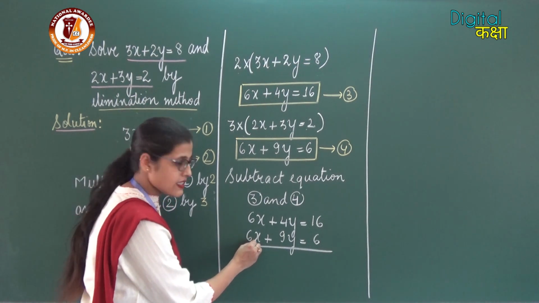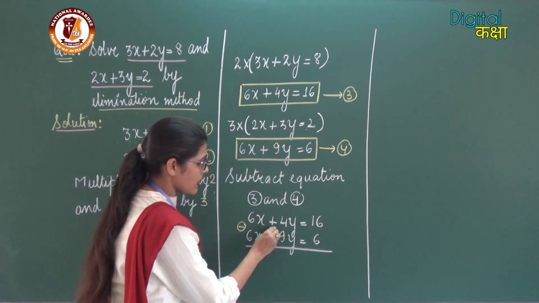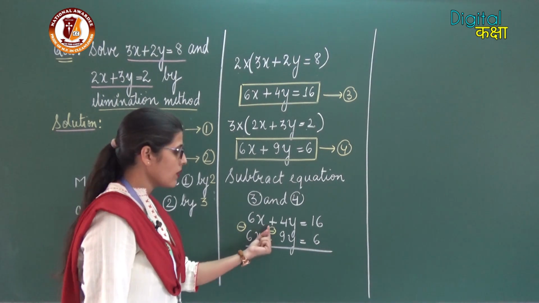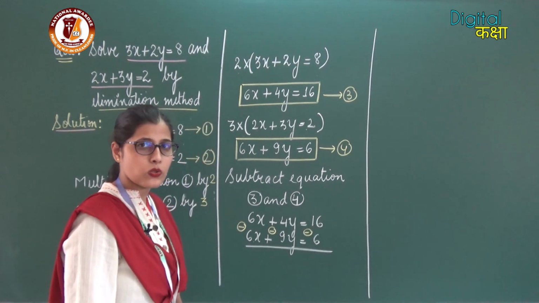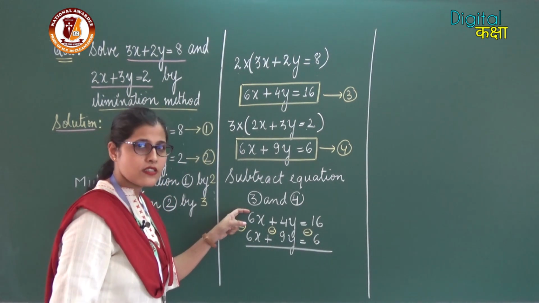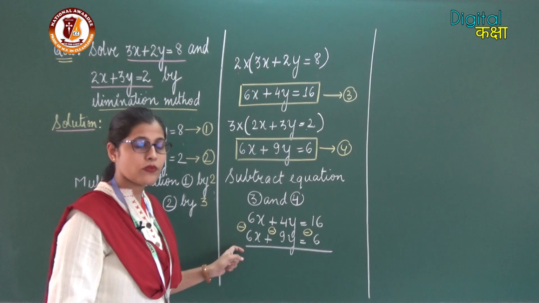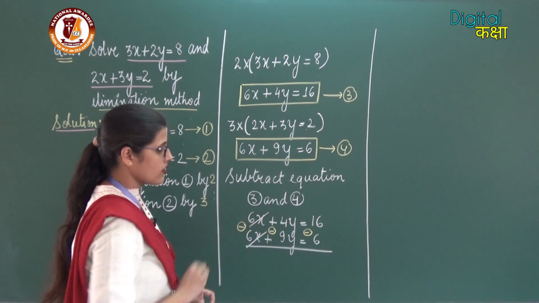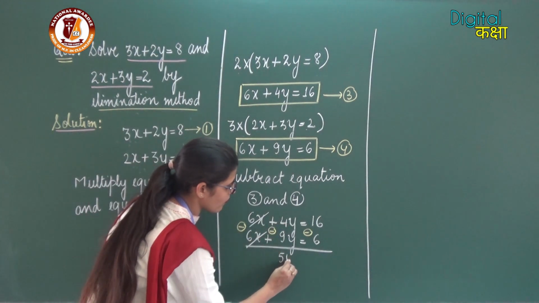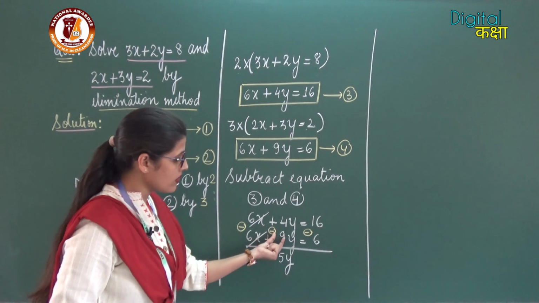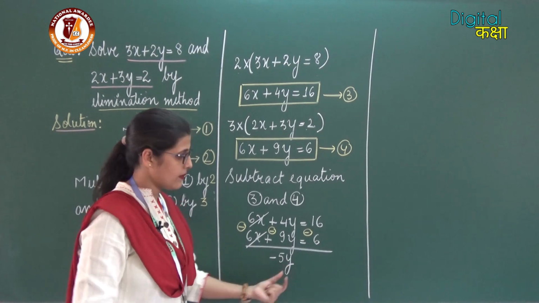Here it is positive 6x, so it will be converted to negative. Here it is plus 9y, it will be converted to minus 9y, and the constant 6 will be converted to negative 6. Since the variable x has the same value but the opposite sign, we will cancel it out. Now we will subtract 9 from 4, the value will be 5y, but the greater number has a negative sign, so it will be negative 5y.